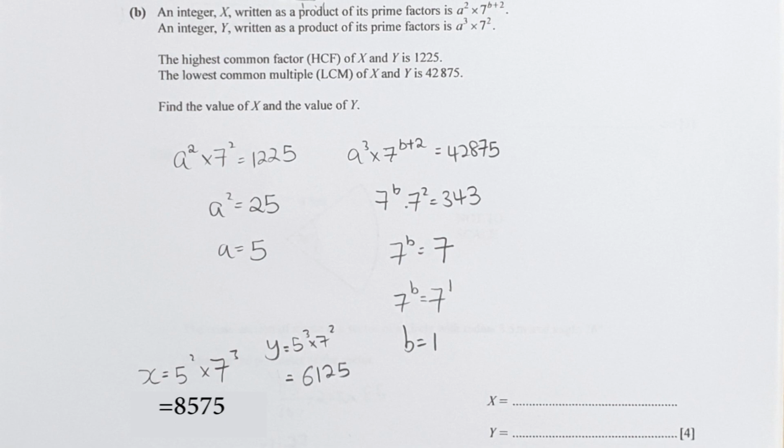However, take note on this. The question is not asking you for a and b's value. They actually want you to utilize the a and b values you identified to find out what x and y are. So x is actually 5 squared times 7 cubed, and y is actually 5 cubed times 7 squared. So this will be it for your question 5.